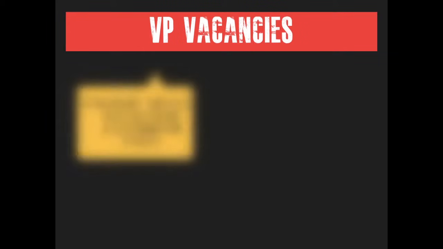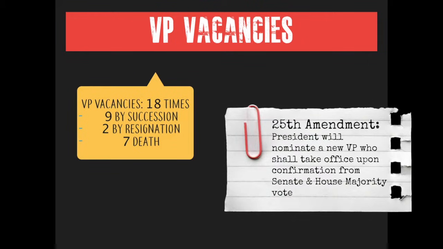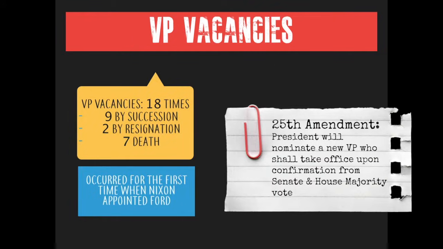Even though the main job of the vice president is to take over for the president, this position has been vacant 18 times: 9 by succession, 2 by resignation, and 7 by death. In the event of a vacancy for the vice presidency, the 25th Amendment allows the president to nominate a new vice president, who shall take office upon confirmation from the Senate and a House majority vote. This occurred for the first time when Nixon appointed Ford.